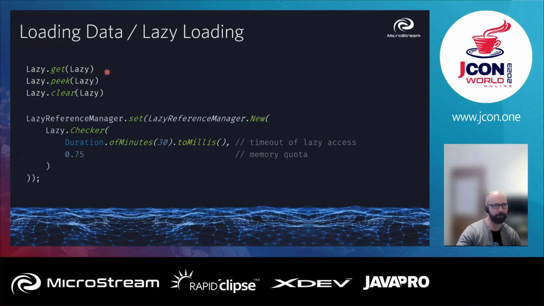The lazy get will, like I showed you, load the data on demand. The lazy peek will just look up the existing state. If there is null, null will be returned and nothing will be loaded. So you can check the state of the lazy reference. And of course, there's a lazy clear, which removes the data from the heap, and the garbage collector can clean it up.